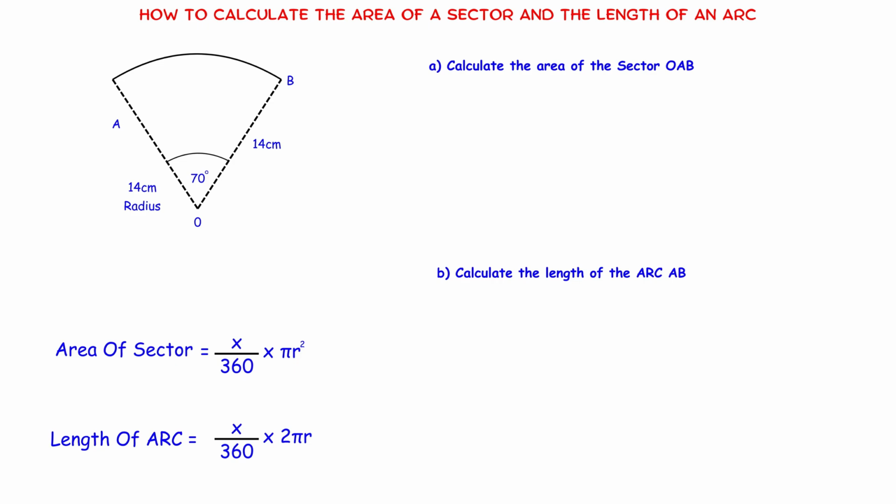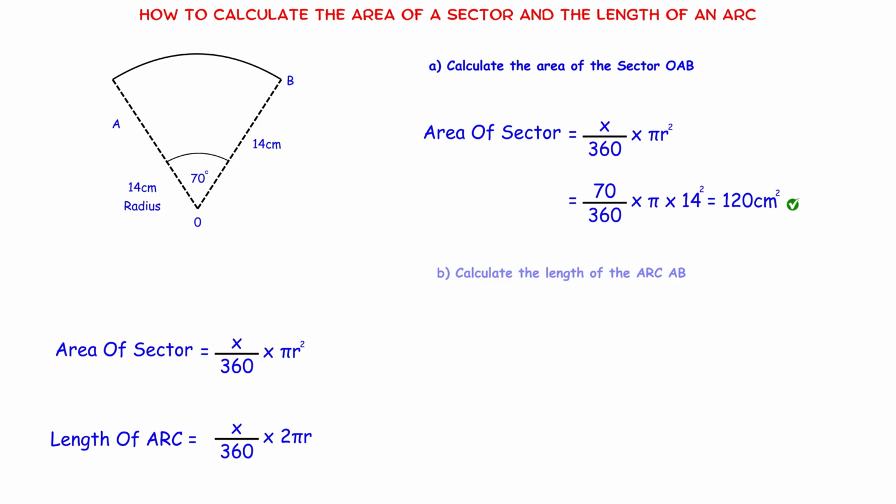So for part a, it's asking us to find the area of the sector OAB, and OAB is just a way of describing the sector on the left, because O, A and B are points around the shape. So we're going to use our equation area of sector equals x over 360 times pi r squared, which if we sub in the 70 degrees and the 14 will be 70 over 360 times pi times 14 squared, which will give us 120 square centimeters.